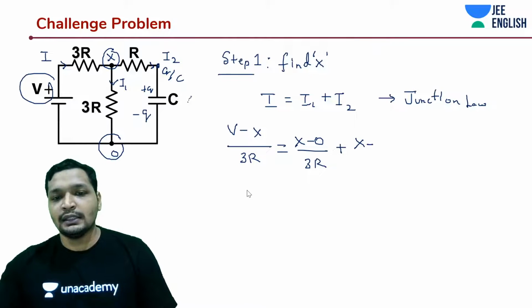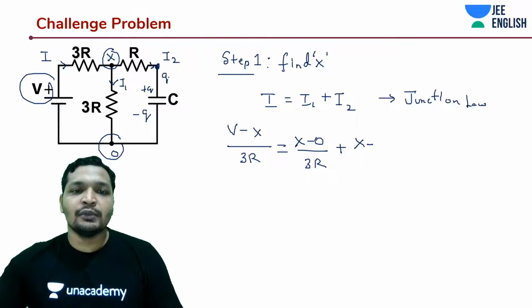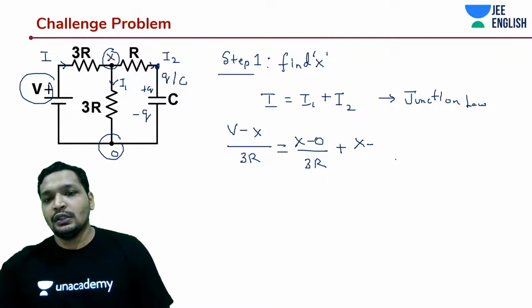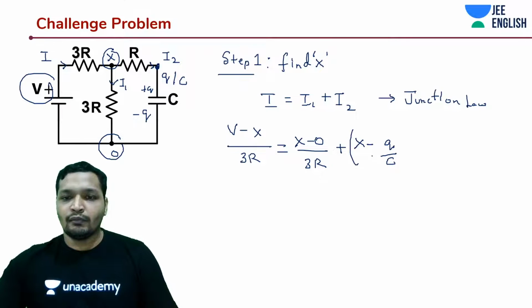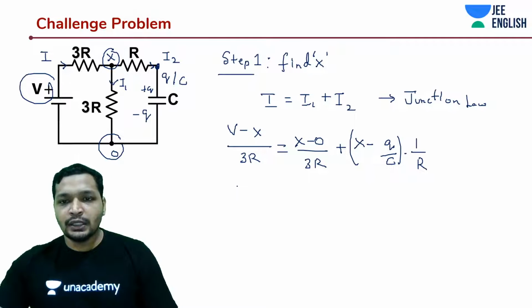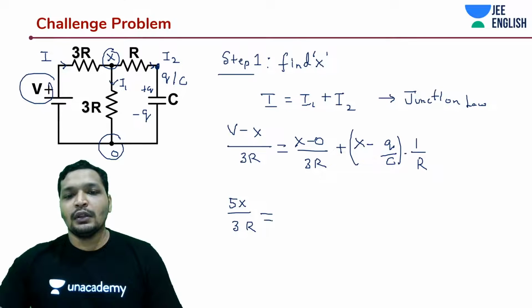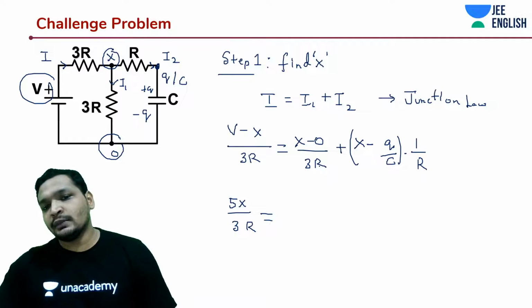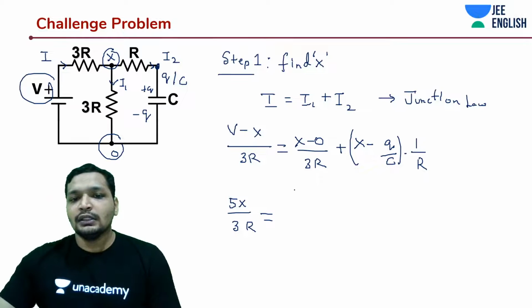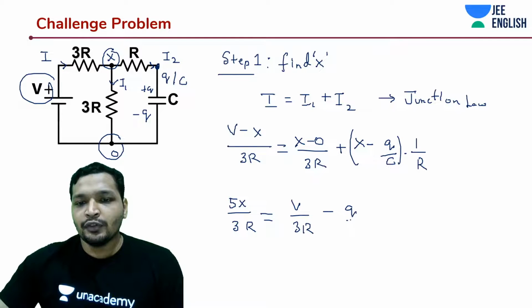At some time T is what we are analyzing. It is Q by C, I'm assuming it is at time T because some charge Q has accumulated on it. So x minus Q by C into 1 by R. And what is this? This is going to be 5x by 3R. x by 3R plus x by 3R is 2x by 3R, and x by R is 3x by 3R, so this is 5x by 3R. And this is V by 3R minus Q by RC. R gets cancelled.